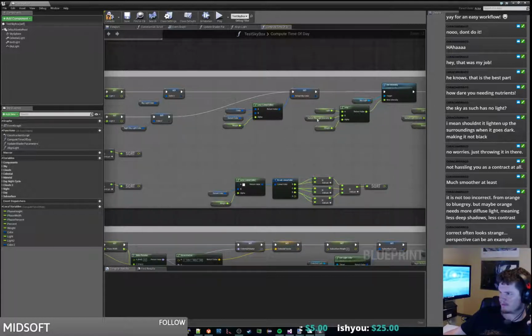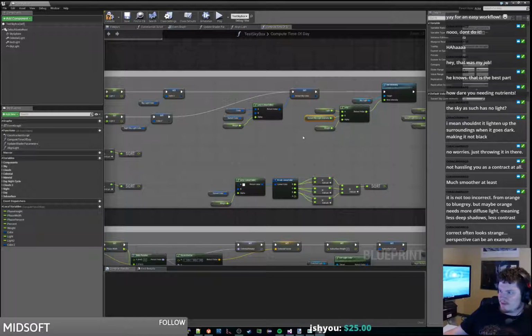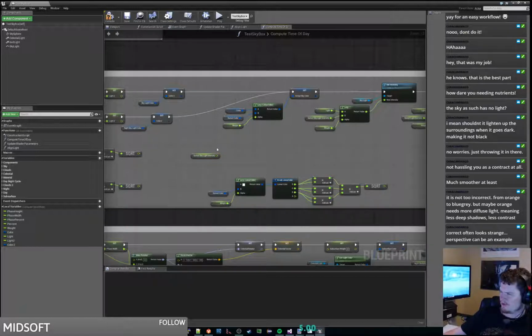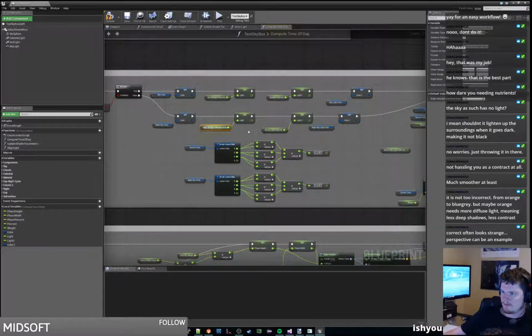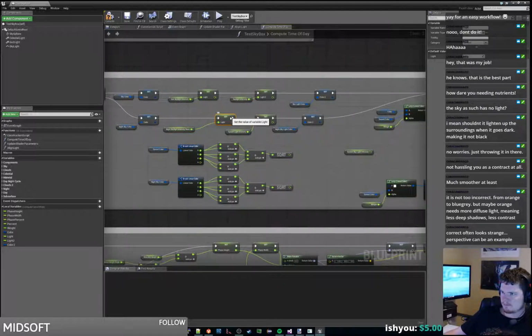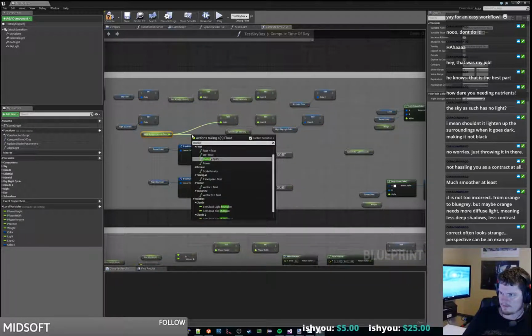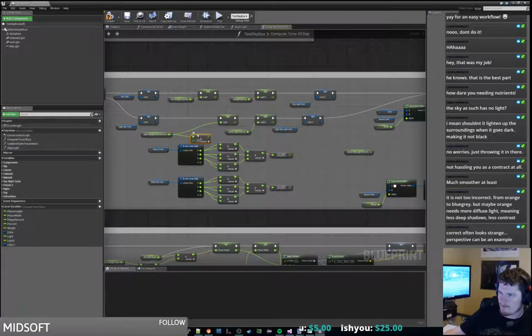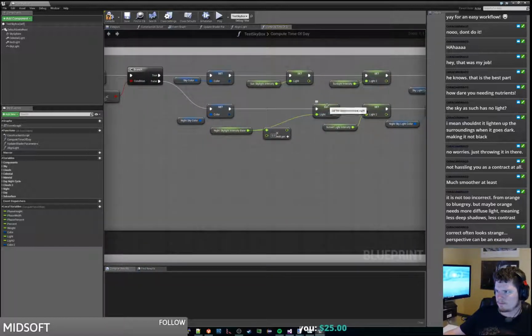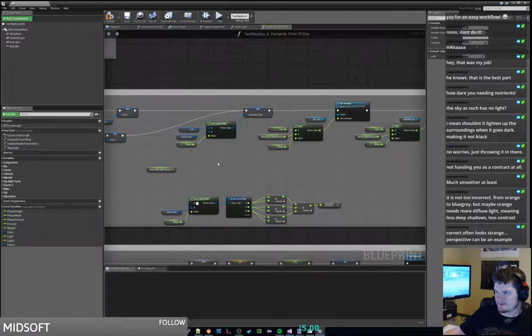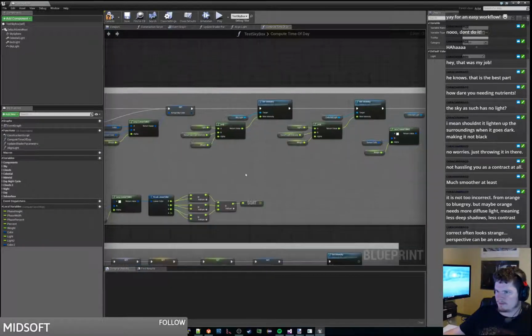So the intensity needs to start off as the sunset sky light intensity, and then it needs to go towards our light intensity, this value here. So we need to multiply this. Do we ever grab the light anywhere else? It's just light here for the skylight. Just light two. Okay.